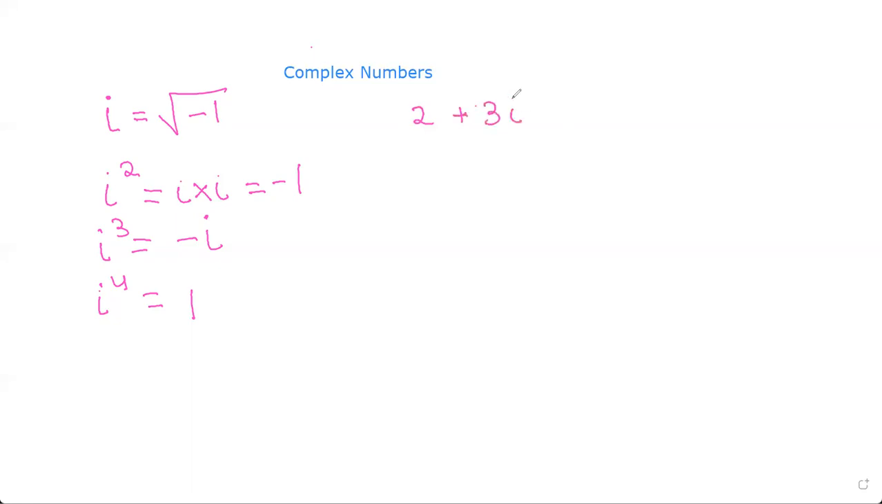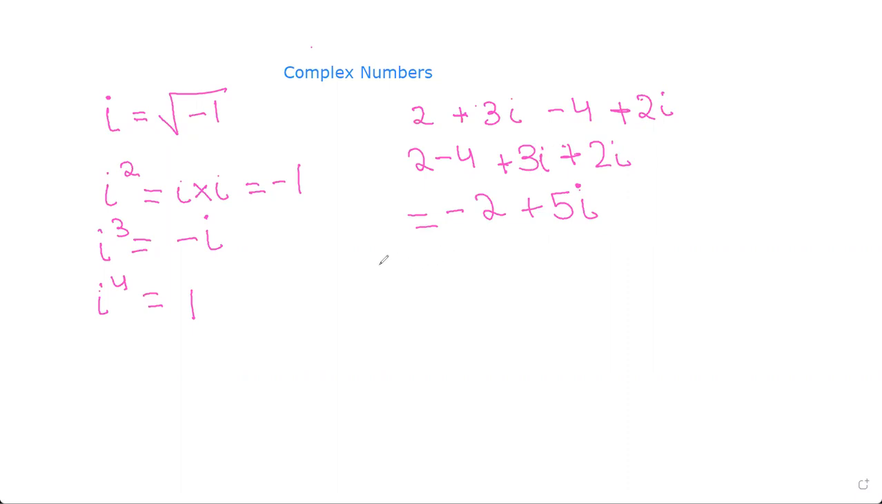Let's say we have 2 plus 3i minus 4 plus 2i. So you pair the real terms and the non-real terms, so the real terms and the imaginary terms. You'll write it as 2 minus 4 plus 3i plus 2i. So this is equal to minus 2 plus 5i. So you pair the imaginary numbers and the real numbers.